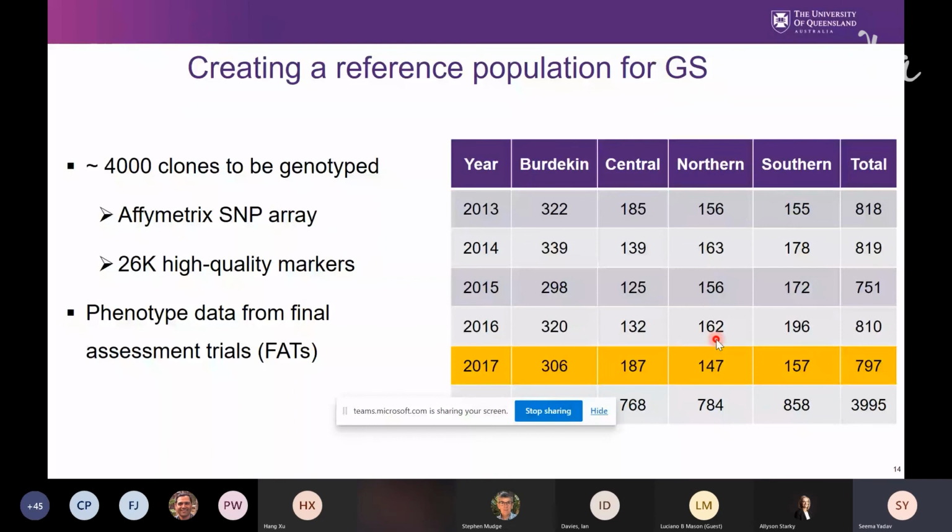So again, for implementing genomic selection or for using genomic prediction, we need to create a reference population. In this regard, we already have 4,000 clones genotyped using the Affymetrix Axiom SNP array. The phenotypic data comes from the final assessment trials from 2013 to 2017, with year series clones from the four regions of Queensland. So we have a big reference population size.